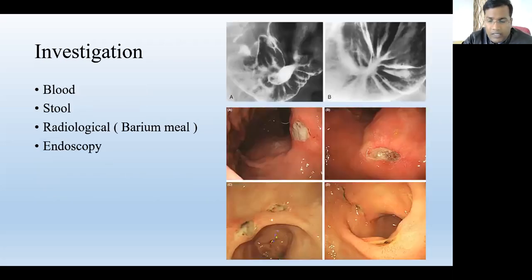Then a few other investigations: the blood investigations include the blood counts, and the stool examination can indicate the presence of RBCs, which indicates bleeding, and others we already discussed. So you can see these are the duodenal ulcers, and this is the gastric ulcers.